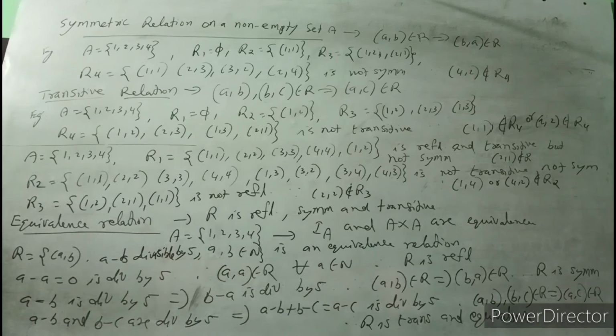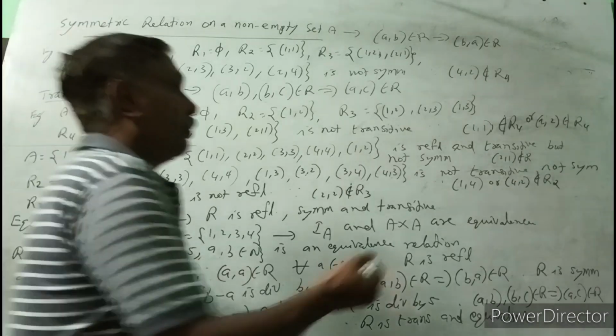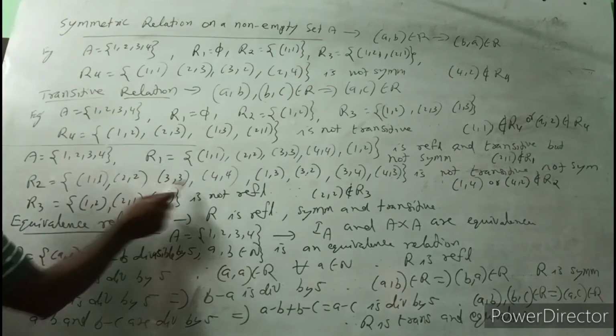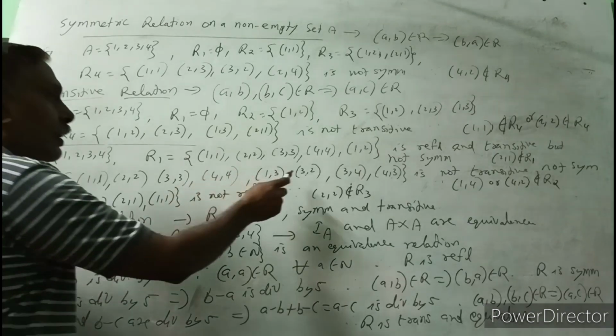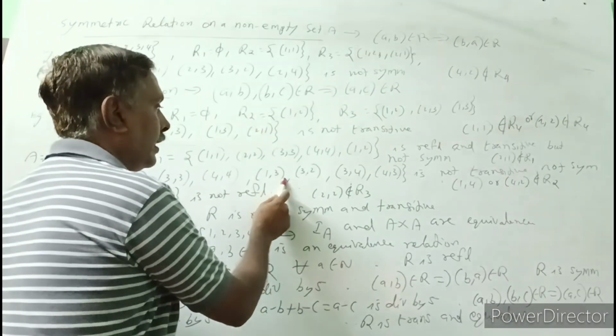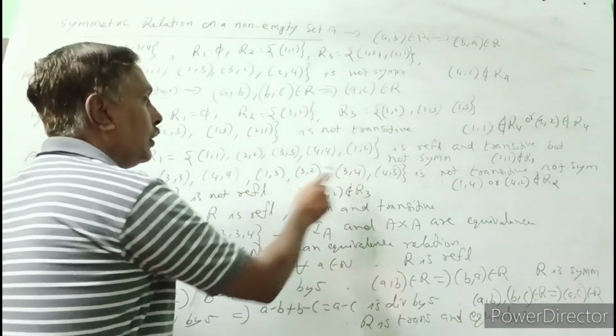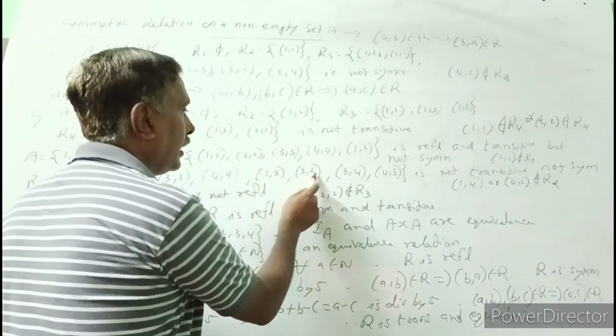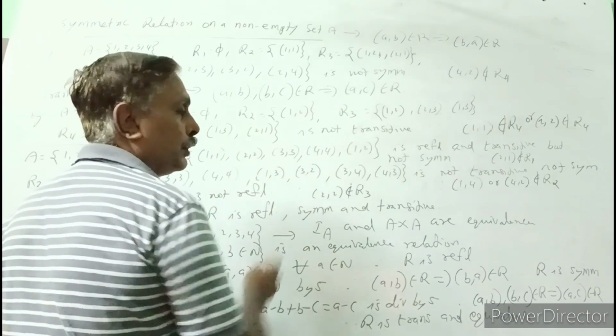In R1, (2, 1) is not present in R. Let's say another example, R2: (1, 1), (2, 2), (3, 3), (4, 4), so reflexive. (1, 3), (3, 2) are written, but (3, 1) is not written anywhere, so not symmetric. This is also not transitive because (1, 3) is there, (3, 2) is there, but (1, 2) is not there.